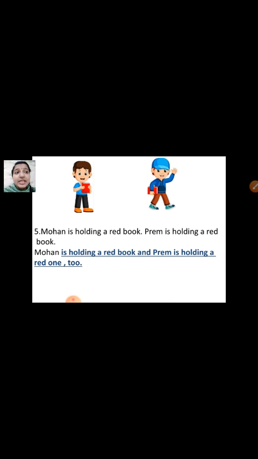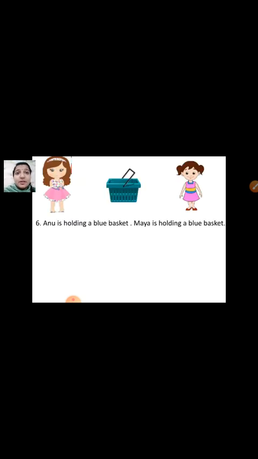Now let's come to the sixth one. Anu is holding a blue basket. Maya is holding a blue basket. Again I am repeating the question. Concentrate and look over here, students. Read the question properly. Anu is holding a blue basket. Maya is holding a blue basket. So how are you going to complete the sentence by using one? Just think. Here is the answer.